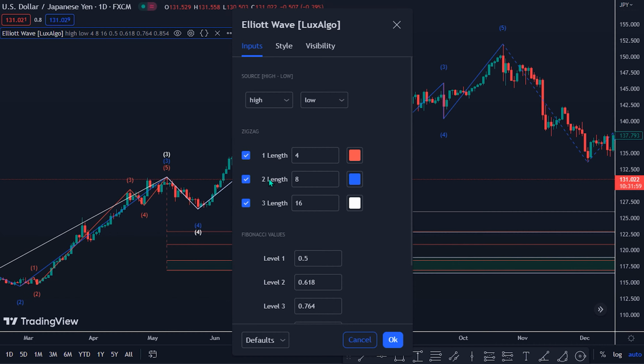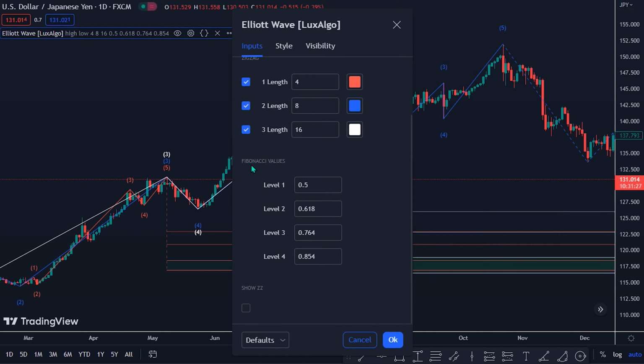pivot point is found. As we can see, there are three types of lengths. The first length is 4 by default. The second length is 8 by default. The third length is 16 by default. Also, there are Fibonacci values of 4. The first level is 0.5. The second is 0.618. The third is 0.764. And the fourth is 0.854. That's all under the input values.